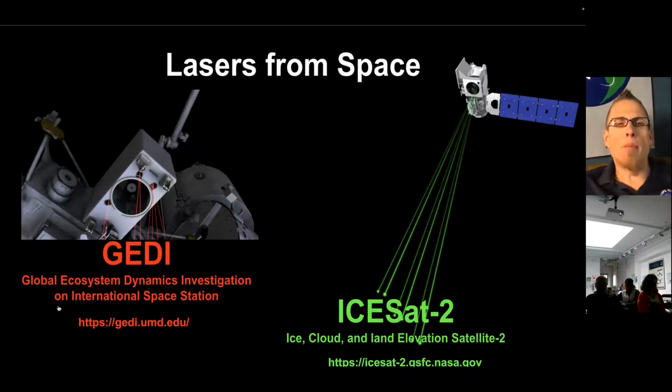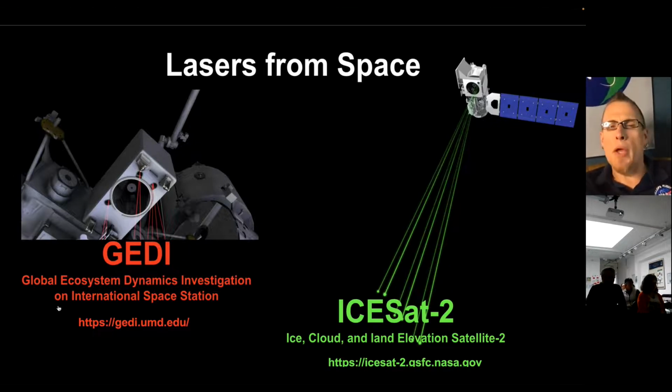All right, let me continue with lasers from space. As I mentioned, these are the two major ones that can actually measure tree height from space. GEDI's primary objective is looking at tree height from space, just tree height in a specific area on the map, on the globe. ICESat-2 can look at tree height, but it's not its primary objective.